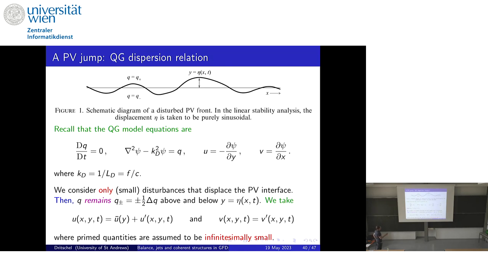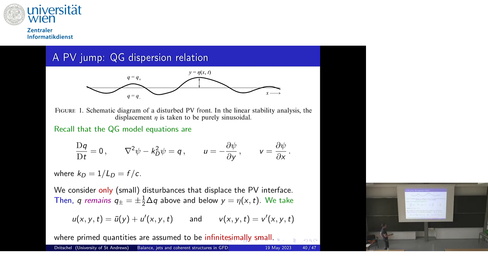But if we're going to look at the dispersion relationship, we have to look at linearized theory. So we have to actually linearize this wave. We have to use potential vorticity conservation. We use the inversion relation relating stream function and potential vorticity. The stream function is related to the displacement field, and then u and v are related to the stream function this way. K_D now is this value here.